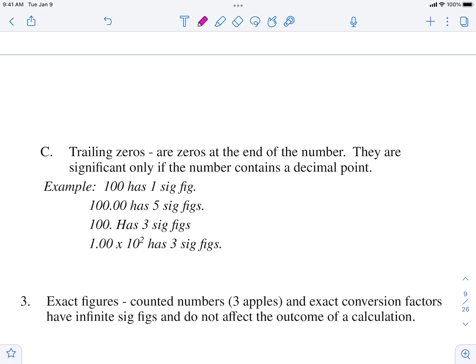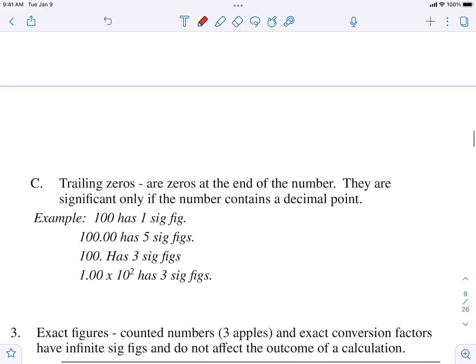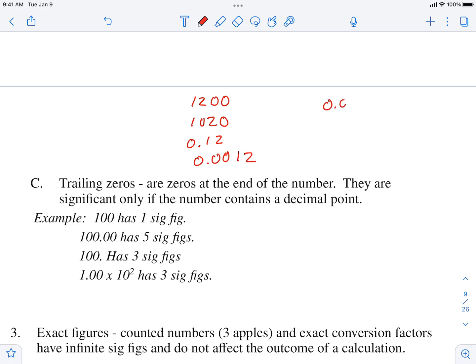Okay, so I'm going to put some numbers up here, and I want you to just look at them, and let's talk through how many sig figs these examples have. Take a second, jot those down.